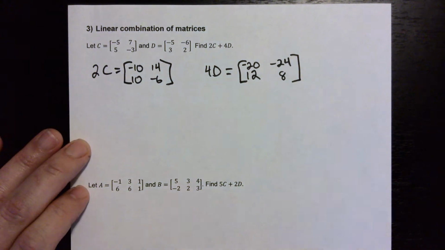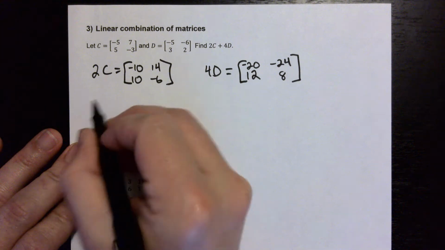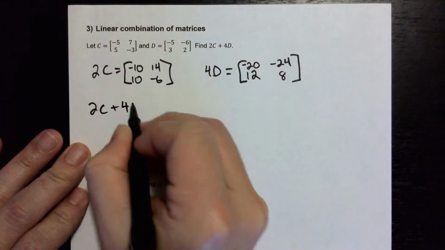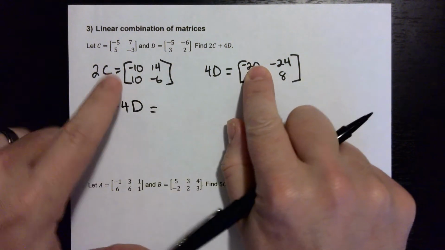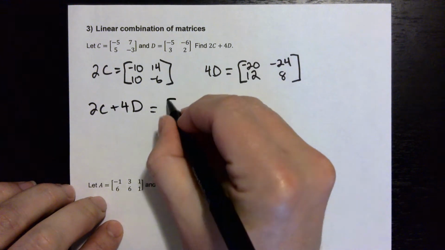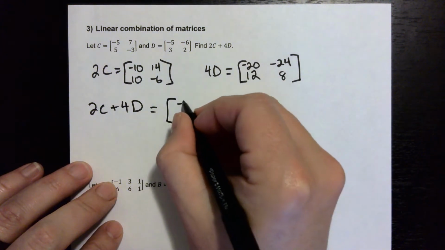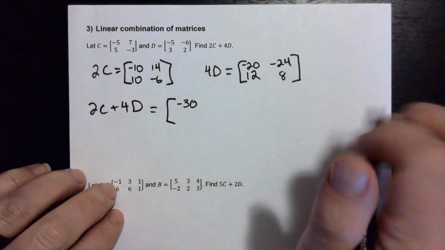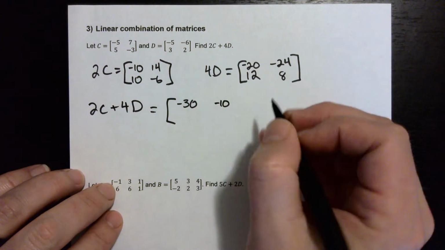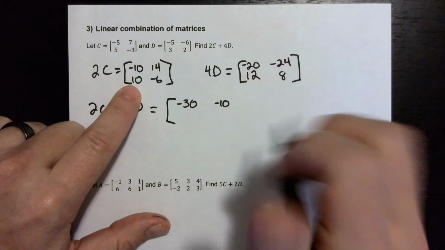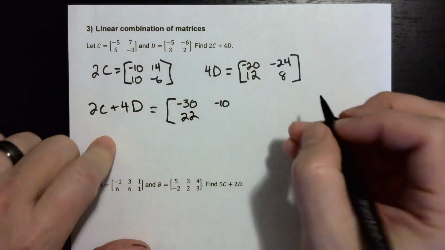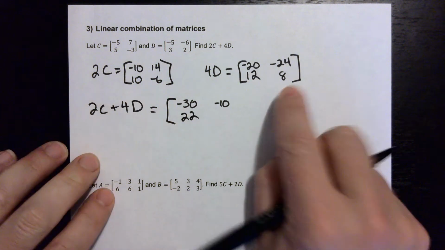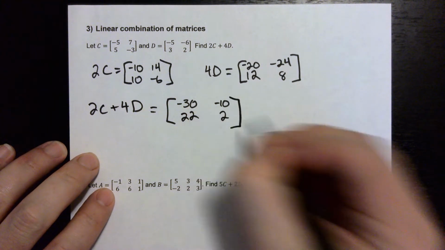All right, now I can add those together term by term. So 2c plus 4d is equal to, let's see, negative 10 and negative 20, that makes negative 30. You add and keep the signs. 14 and a negative 24 will be negative 10. 10 and 12 make 22. And negative 6 and 8 make 2. And that's your answer.